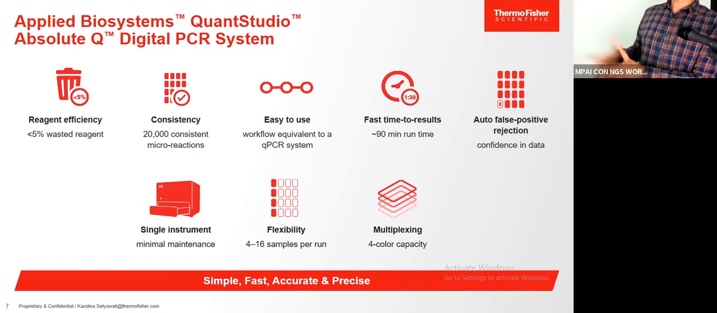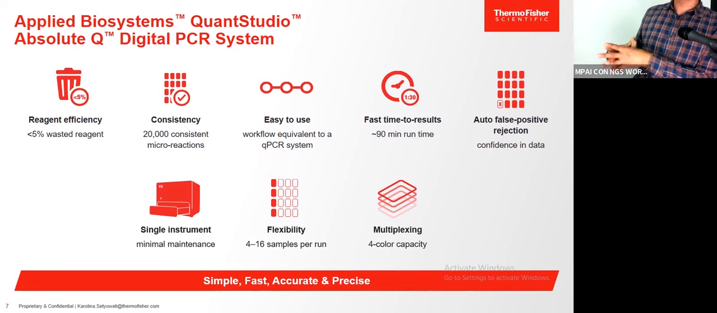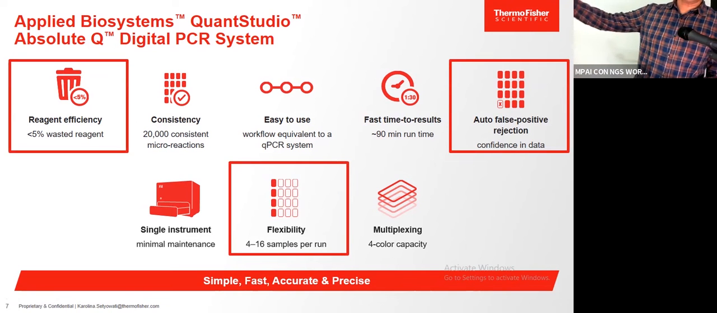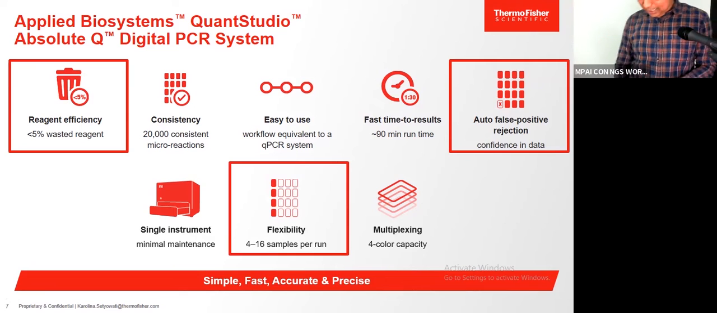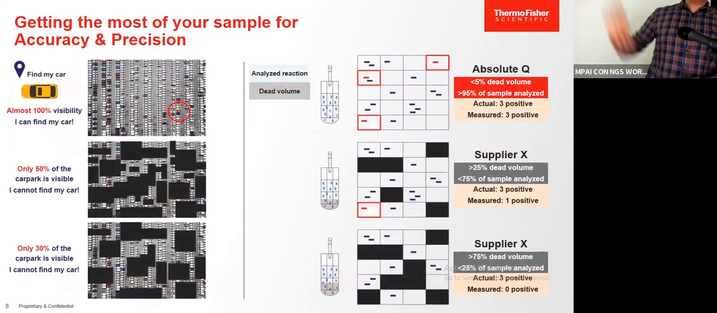And in terms of multiplexing, there are 4 optical channels available for multiplexing. The 5th optical channel is the ROX dye, which is utilized for the QC criteria. Now, as I mentioned, I focus more on the dead volume, auto false positive rejection, as well as the flexibility. The picture on the left-hand side, the first picture, what does it show me?